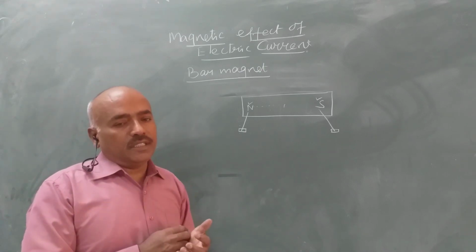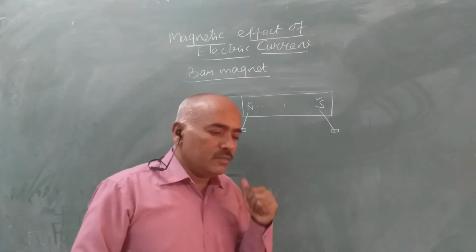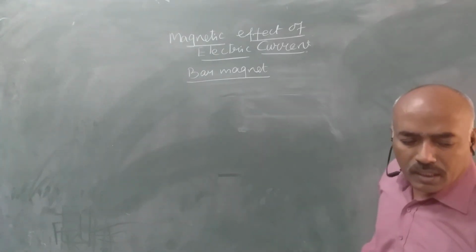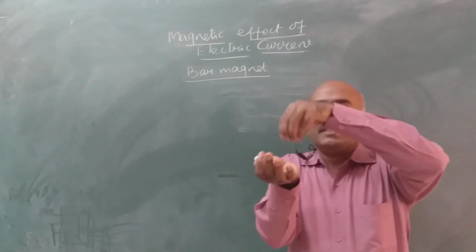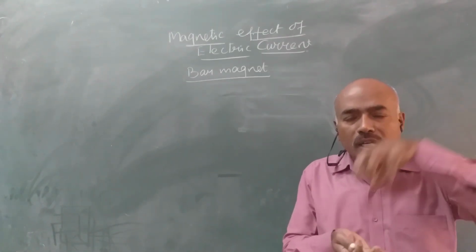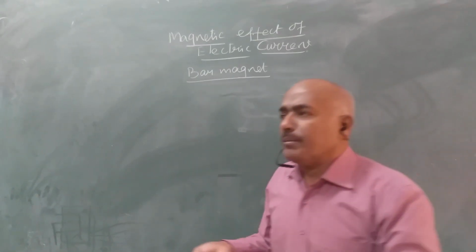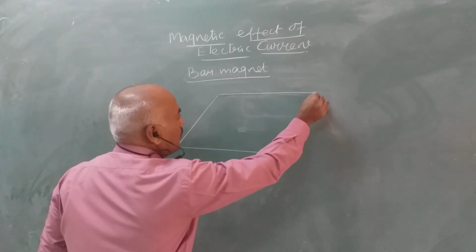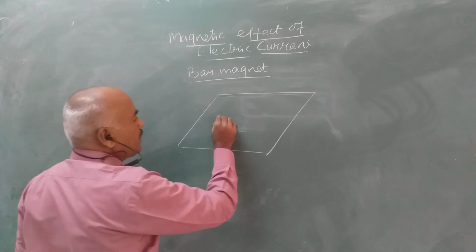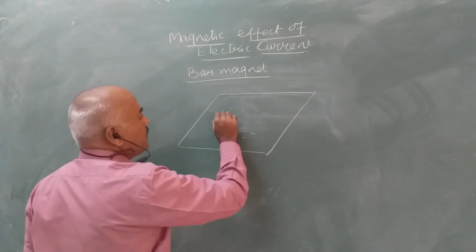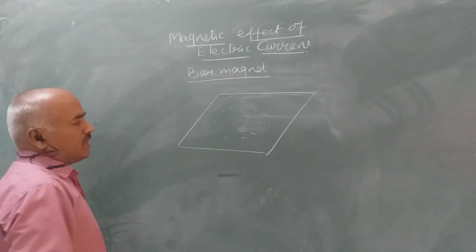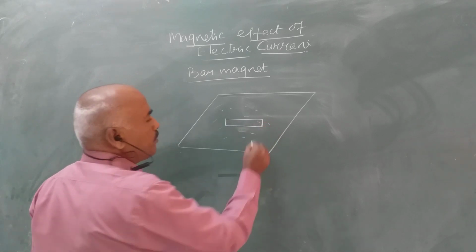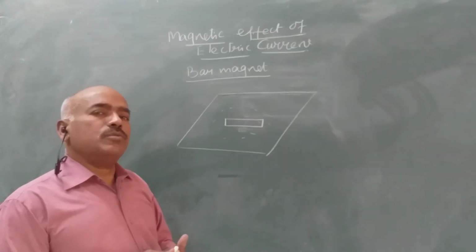This can also be verified by a simple activity. The simple activity is to just take a cardboard. On the cardboard, some iron filings are sprinkled, and a bar magnet is placed. Suppose this is a cardboard. On this cardboard, we sprinkle some iron filings, small pieces of iron. When we put the bar magnet on this cardboard, what happens? All the iron filings are attracted towards the magnet.